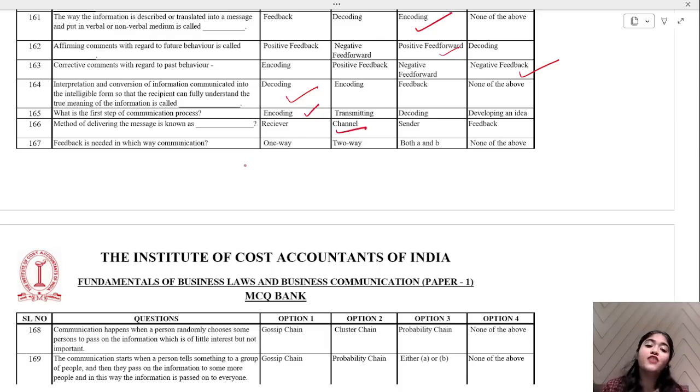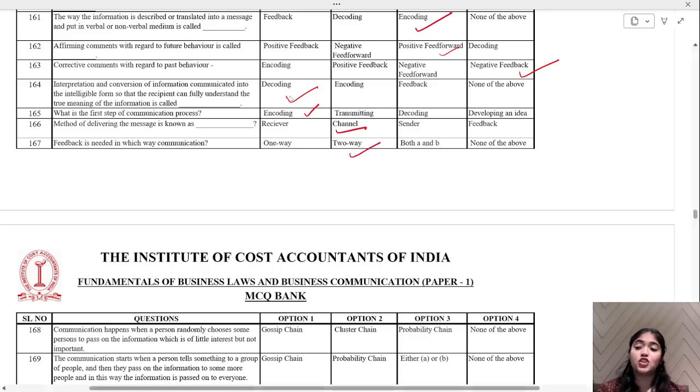Very good. Feedback is needed to which type of communication? One way, two way, both A and B. Two-way communication, because we are expecting some answer from the other person. No?